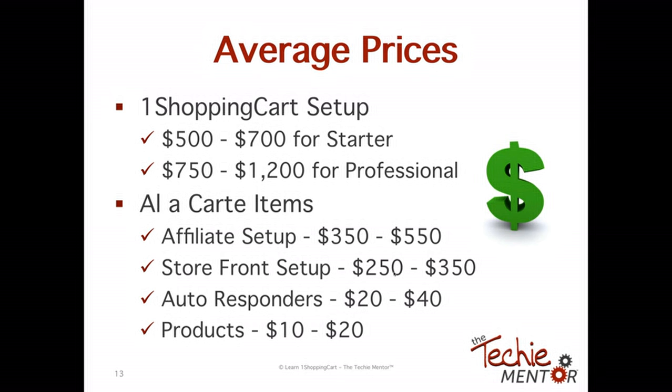So let's say somebody buys the starter package and then wants to include the affiliate, because the affiliate does have a lot of hoops you've got to jump through. And the number between 350 and 550 is the number of affiliate programs you need to set up. Same thing with storefront. Same thing with autoresponders. I said 20 to 40, products 10 to 20.